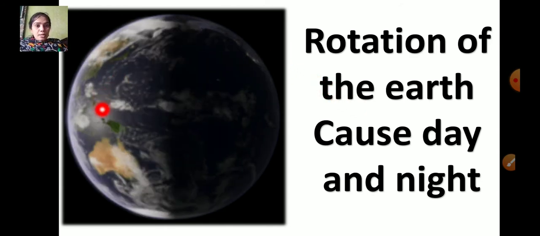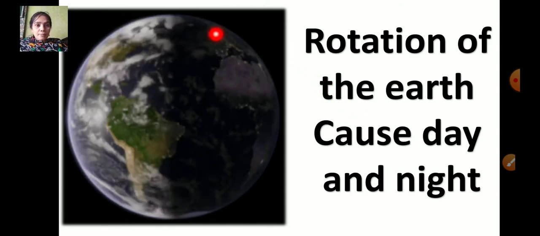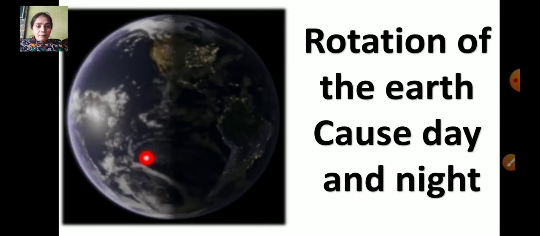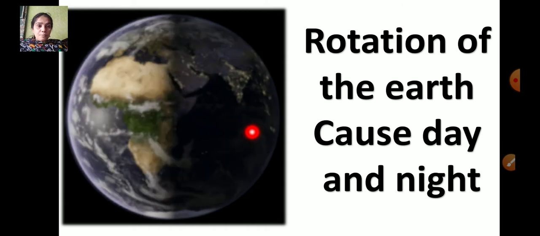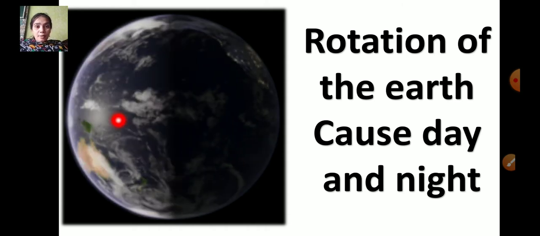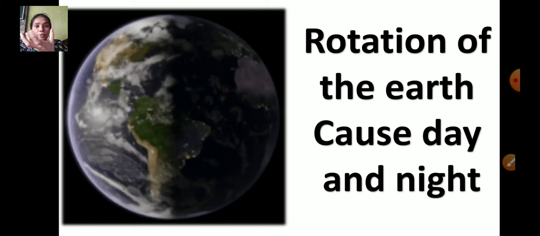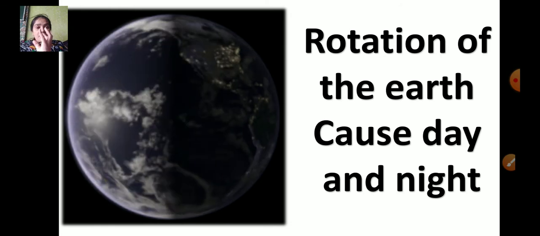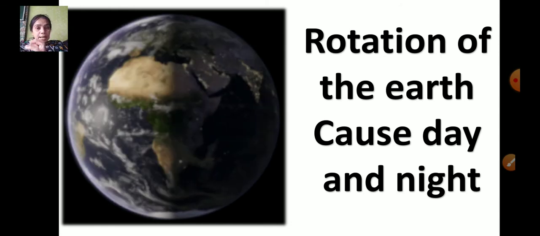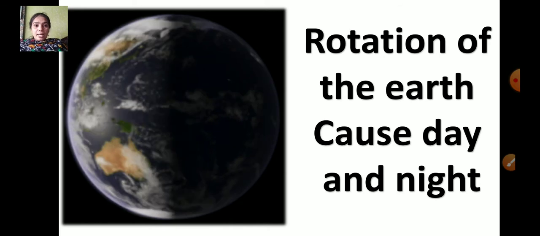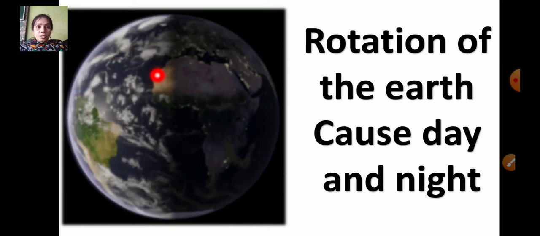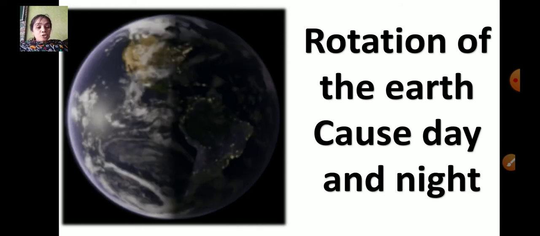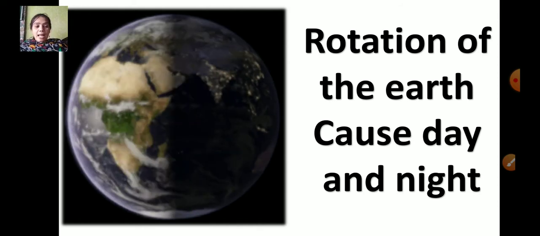So you can observe this earth is rotating. The half part is shaded, and when it is rotating, it comes to the shaded portion and again it comes to the light portion. If the sun is here, when the earth faces the sun, it is the daytime and the other part is the nighttime. So this is how the earth rotates and it keeps on changing. The rotation of the earth causes day and night.